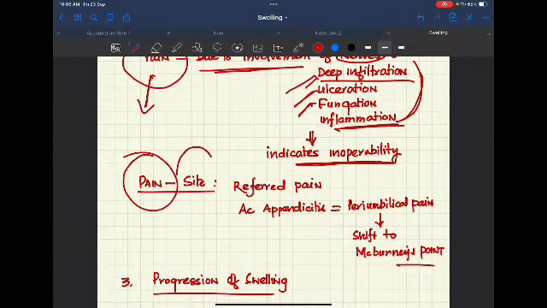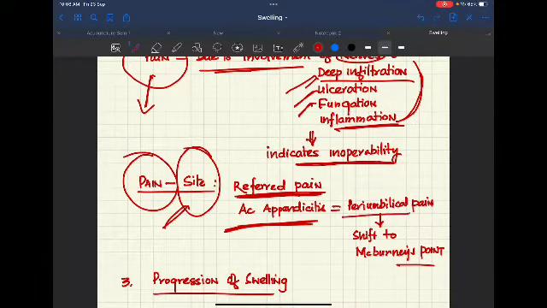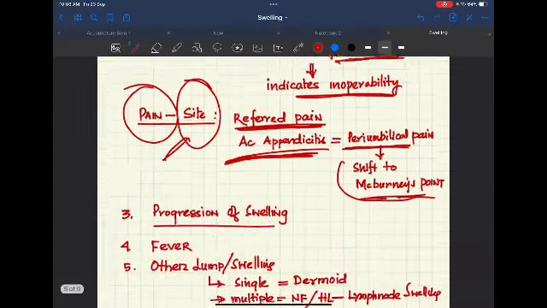Now, pain site is important, where it is occurring. We know there is referred pain in case of appendicitis, actually periumbilical pain, which shifts to McBurney's point later on, right? So this is the importance of referred pain. There are other referred pains also that we have to know.